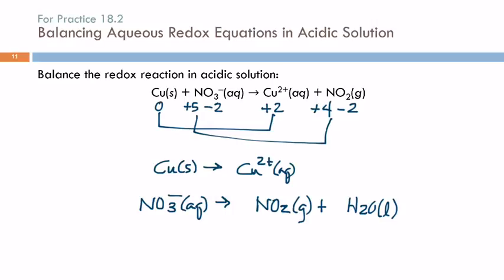Why aren't we doing the +2 e minus on the copper? We're not balancing the electrons yet. We're taking care of the mass first.